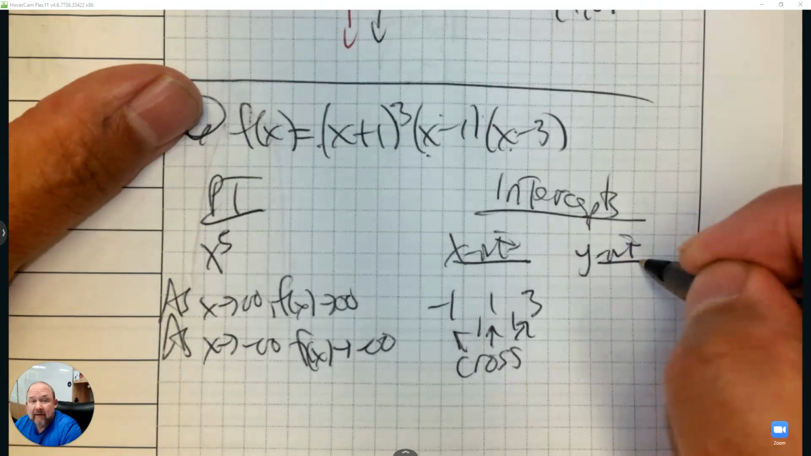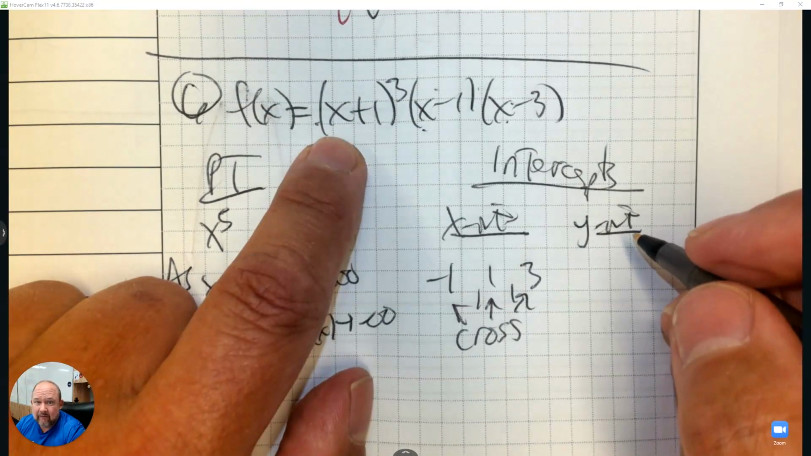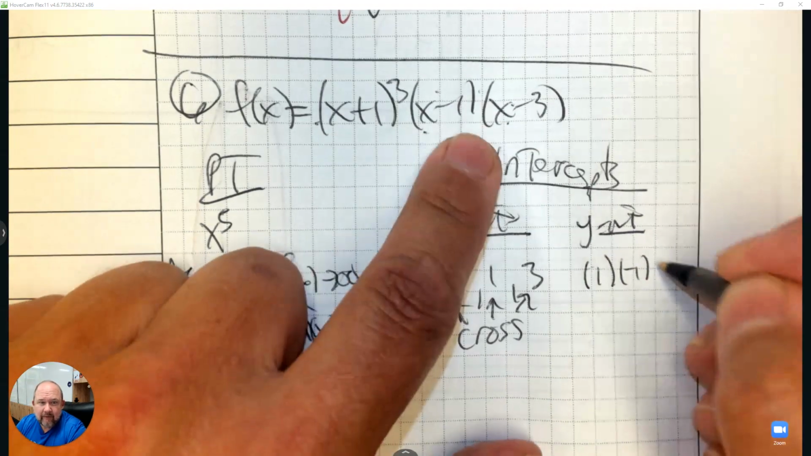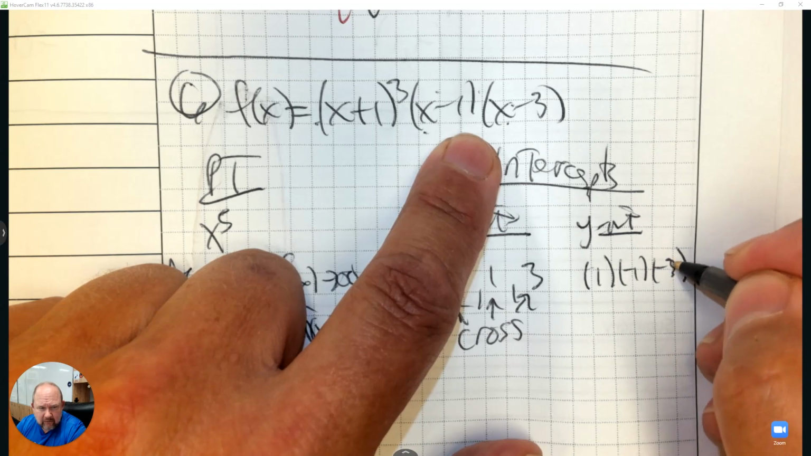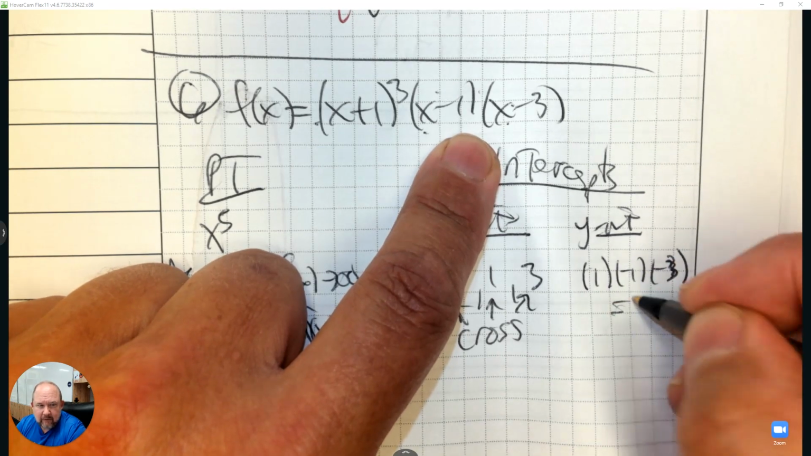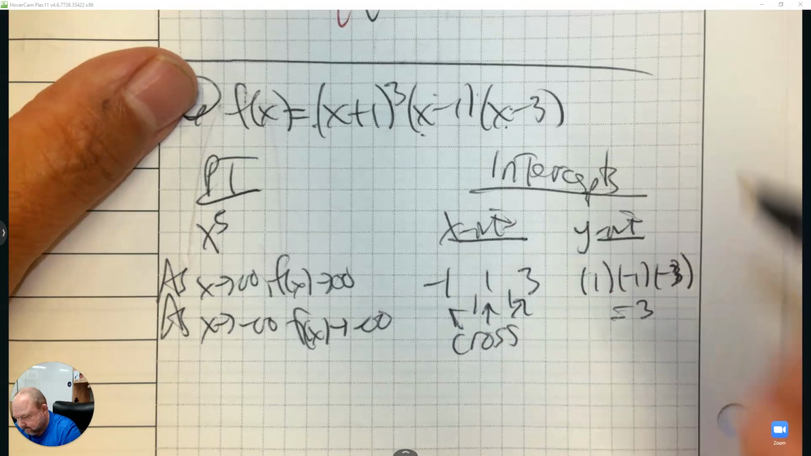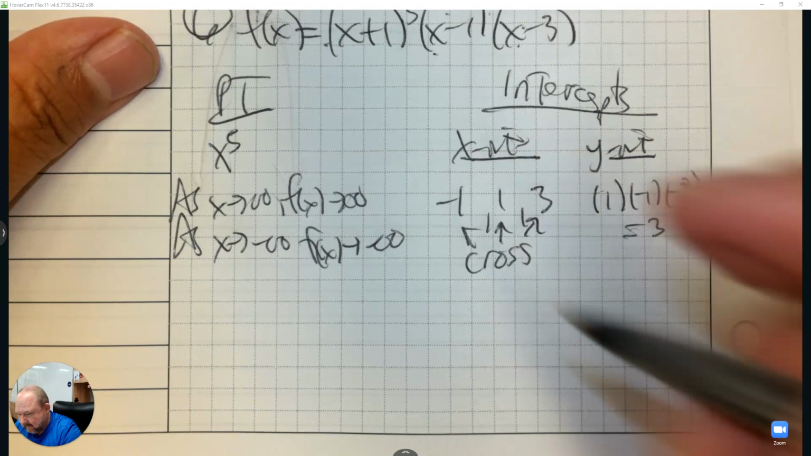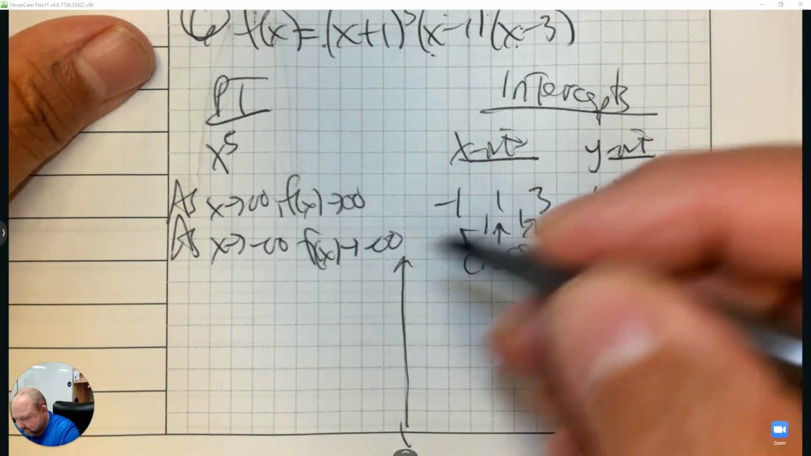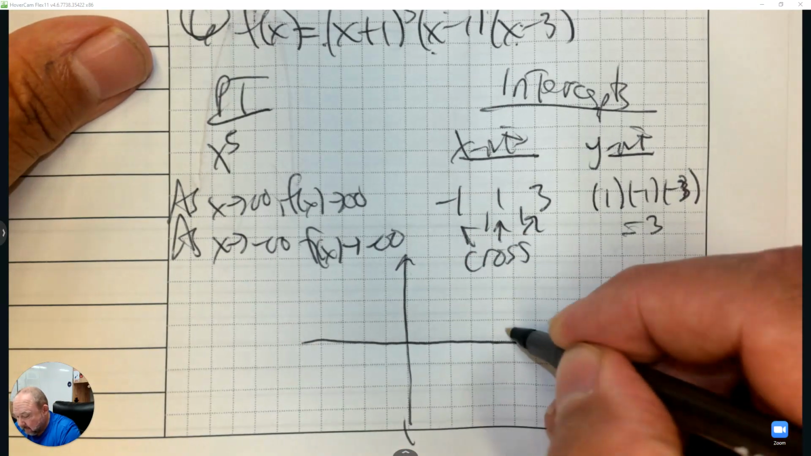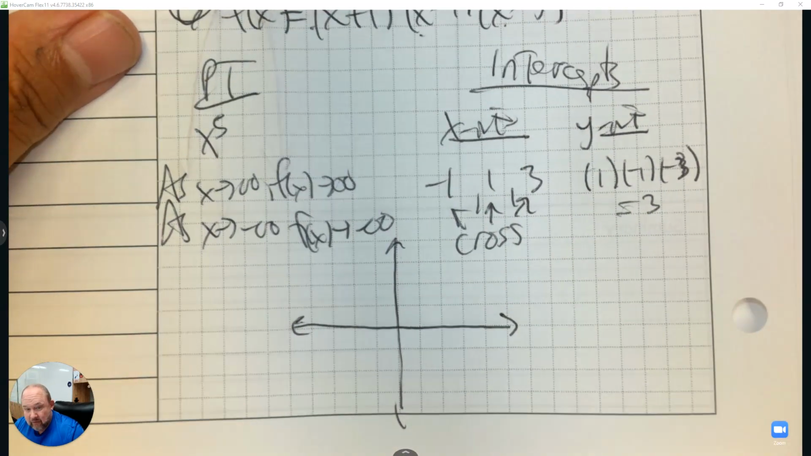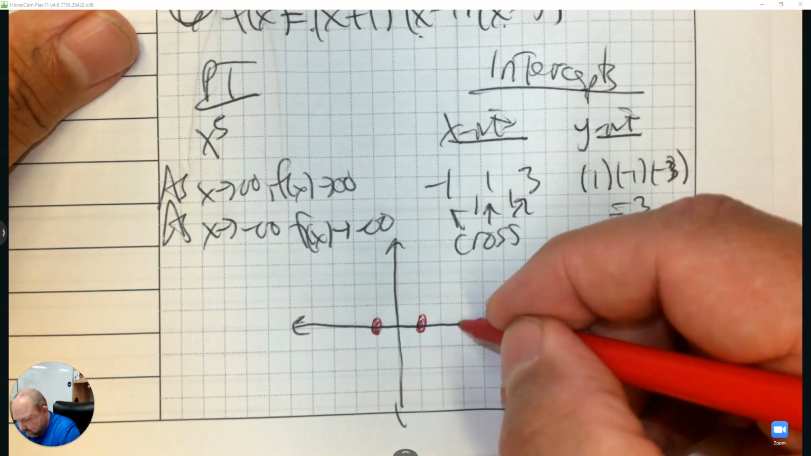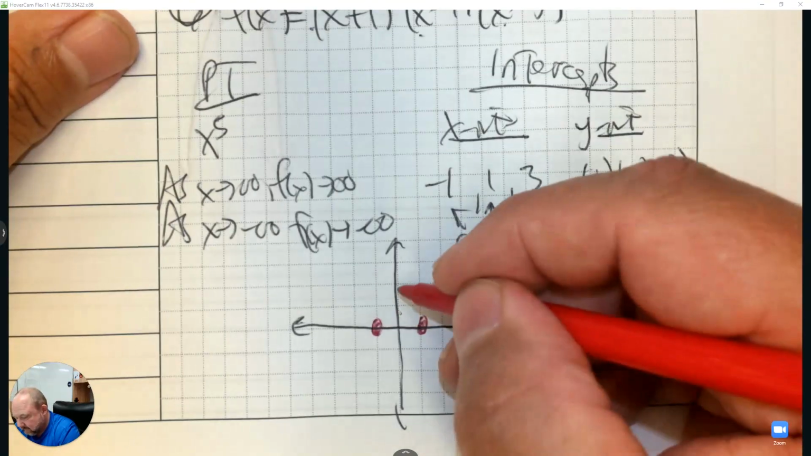The y-intercept, put in 0 for x and solve it. So I get 1 times negative 1 times negative 3 when I plug in 0. That gives me 3. So I'm going to start there. I hope I have enough room here. I may not. So we're going to see. If not, I'm going into my work. It'll be okay. So 1, negative 1, and 3. And the y-intercept is 3.